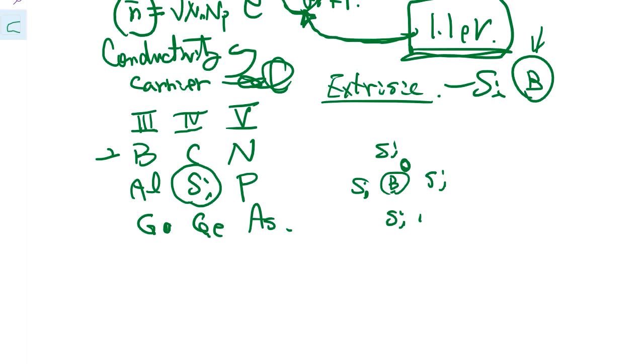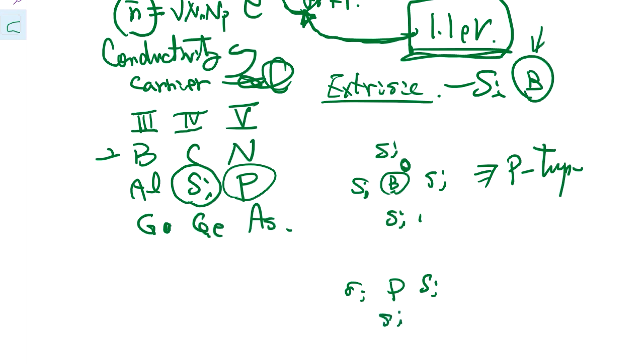So this is what we call P-type. Now if you put phosphorus, silicon makes a crystal, then you have an extra electron here. It's called N-type. And this is very important to make a MOS, of course, diode, bipolar transistor, everything.